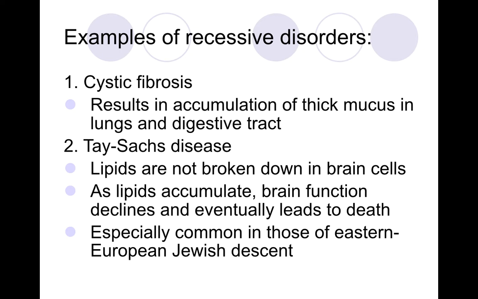Tay-Sachs disease, we had talked about this before on our last test. Lipids aren't broken down in the brain cells, and the lipids or these fats accumulate, and the brain function then declines and eventually leads to death. It's very common in those of Eastern European or Jewish descent. The children who have this do not live very long, and they usually die a pretty painful death.